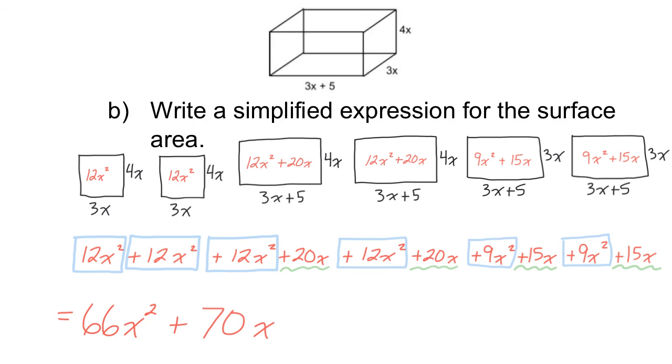So don't forget, when you are adding like terms, you don't add the exponents on the variable. So we're just doing 12 plus 12 plus 12 plus 12 plus 9 plus 9. That's 66x squared. And then 20x plus 20x plus 15x plus 15x, that's 70x. So 66x squared plus 70x is the simplified expression for the surface area of this rectangular prism.